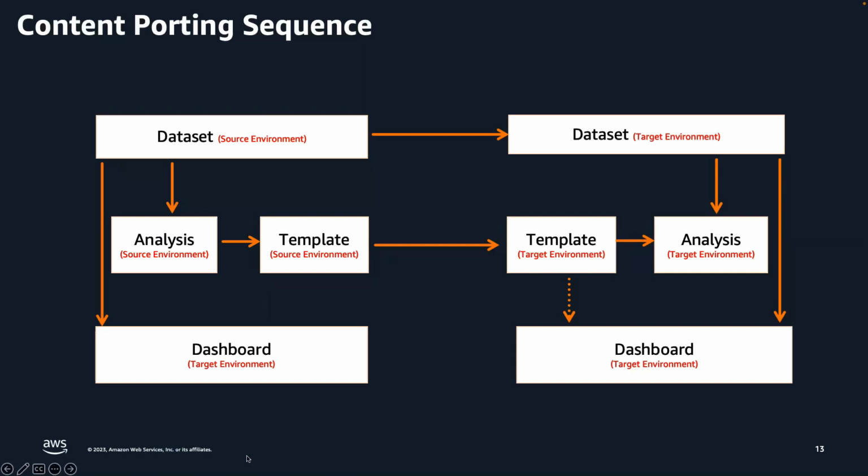What you see on the left is the source environment. So we start off with the data set and replicate that in our target environment. The reason we start off with the data set is logical, because when we move on to the next step and try to migrate the analysis, it needs to be hooked on to the underlying data set. So we need to have a reference of the data set in the target. So that's why we start off with the data set.